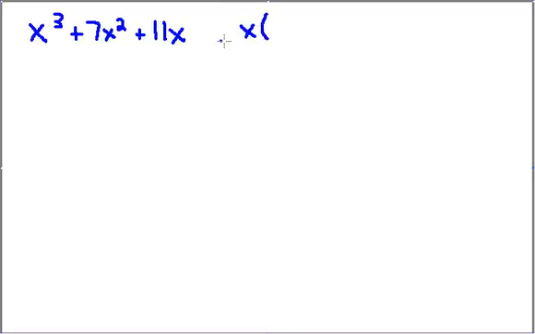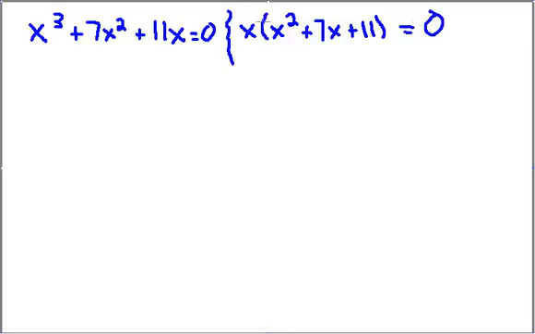x times what is x cubed? Well, that would be x squared. x times what is 7x squared? Well, that would be 7x. And then x times 11 would give us our 11x. So at this point, we know, and I should have written that that does equal 0. In the factored form now, we have x times x squared plus 7x plus 11 equals 0.